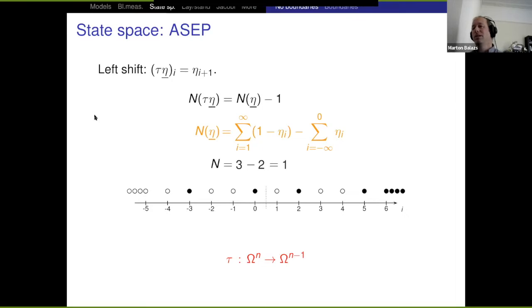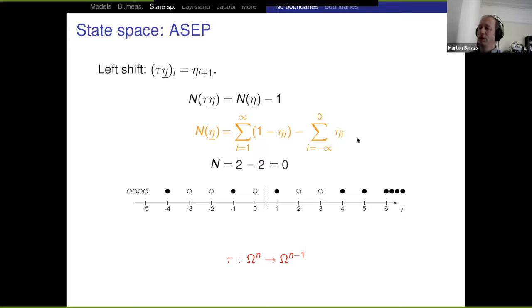The second observation is that the conserved quantity plays very nicely with shifts. So what is a shift? A shift is just moving the whole configuration one step to the left. Then, at least in my definition, it's going to be a left shift. I claim that if you shift the whole configuration to the left, the conserved quantity is decreased by 1. And again, let's do a proof by movie. So in this picture, you have 3 holes on the right and 2 particles on the left. So now I'm going to shift everything to the left. And what happens is you have 2 holes on the right and 2 particles on the left. So from 1, I decrease the conserved quantity to 0.